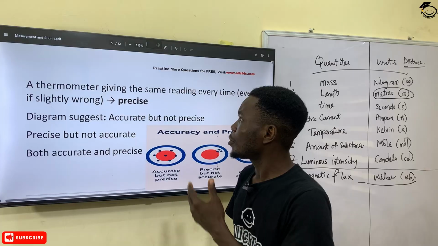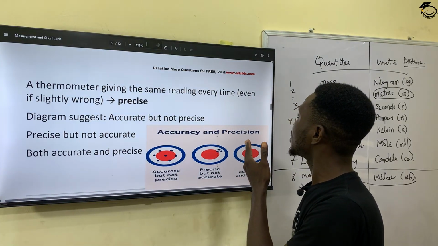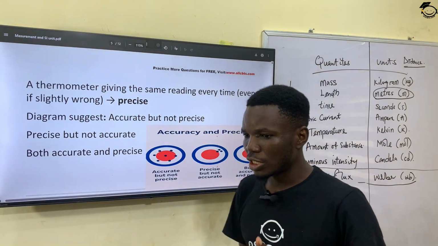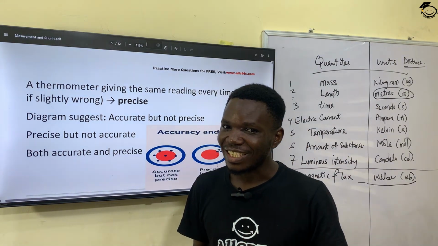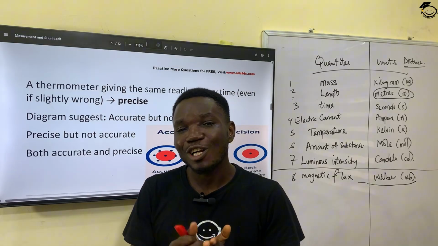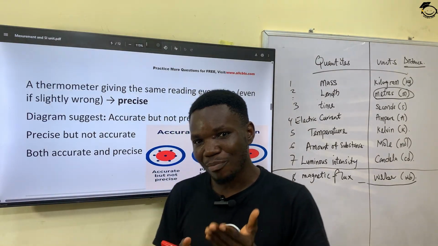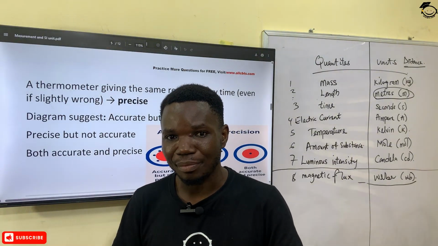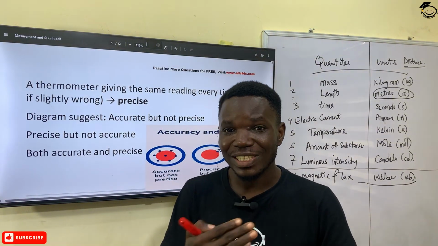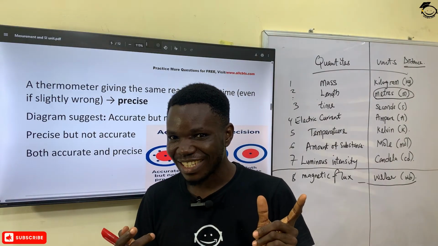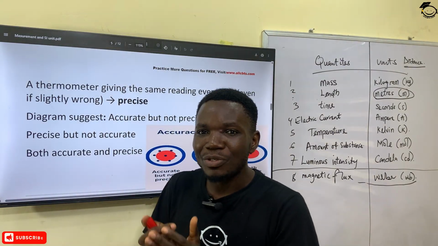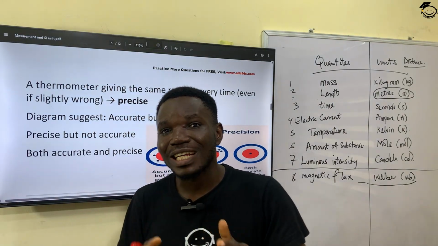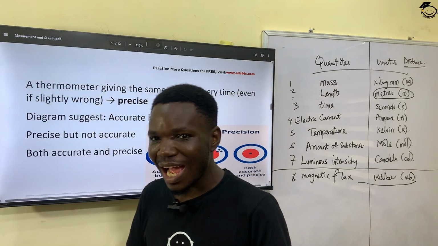Moving on from there, a thermometer giving the same reading every time, even if slightly wrong, is precise. Now, what is this saying? That the thermometer reading might not be correct. It might not be accurate, but because it gives the same reading, or close readings, over time, it means that it is precise. So readings can be precise and still not be accurate, and readings can be accurate and also not be precise.